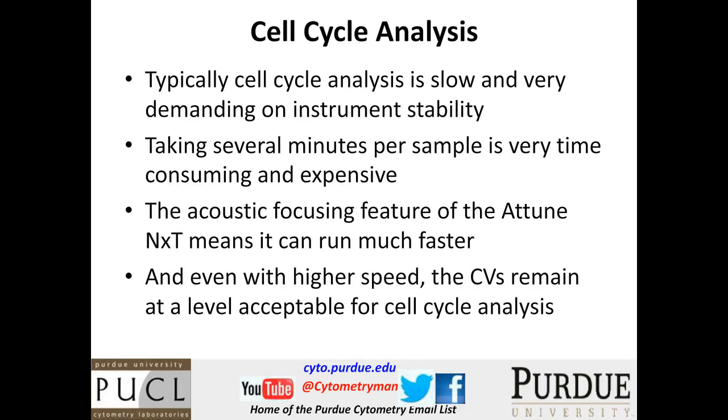And one of the things that you know for sure if you do cell cycle analysis is that you cannot run samples quickly. It is the slowest, probably most boring type of flow cytometry because you've just got to run things slowly. And the reason is you need good CVs. If you don't have good CVs, there's no way you're going to tell the difference between a very small change in nucleic acid because that's what you're measuring. So we know that it takes several minutes per sample.